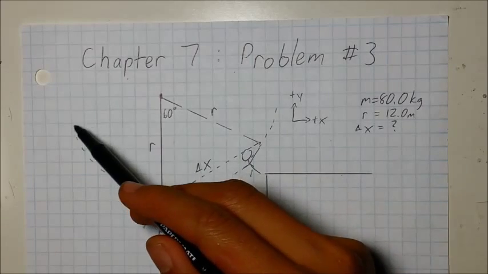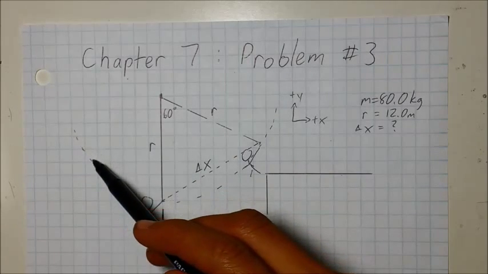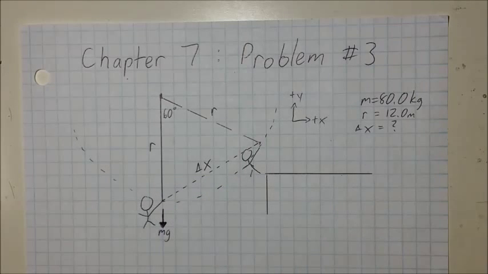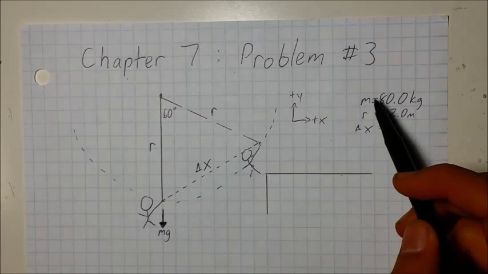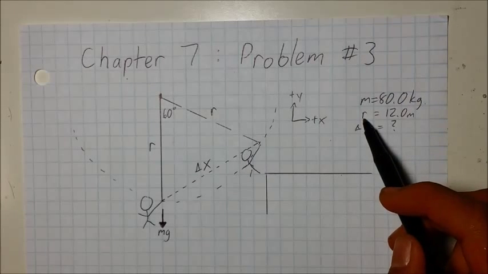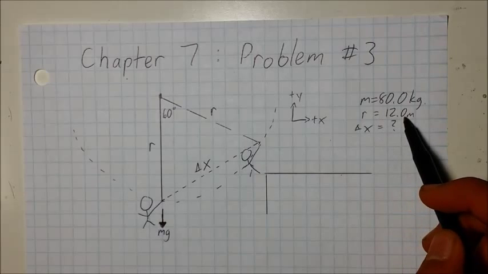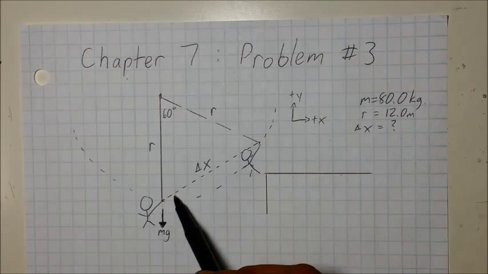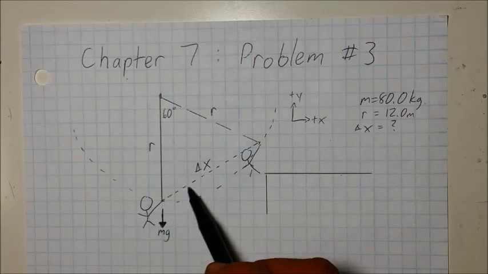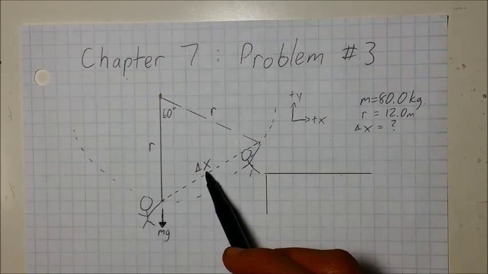and since he's swinging on the rope, he's going in a circular motion. And we are given in the problem that his mass is 80 kilograms. The length of the rope, R, is 12 meters. And I've labeled his displacement from the bottom to the ledge as delta x.